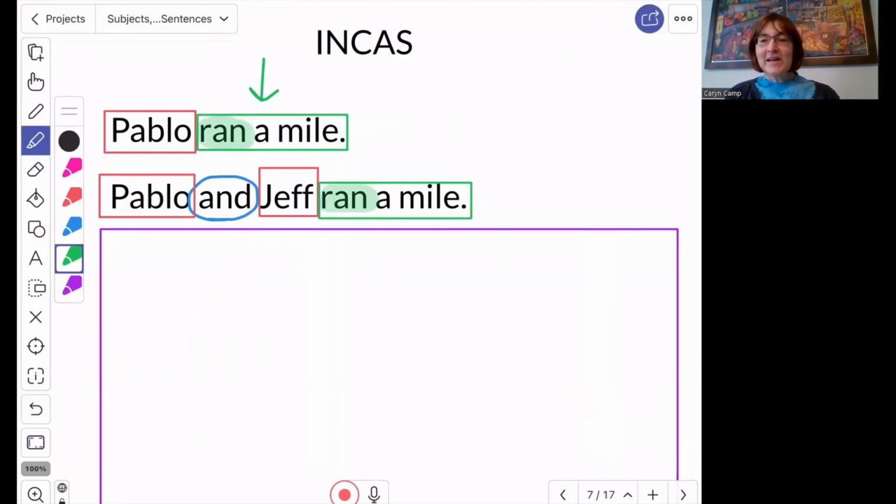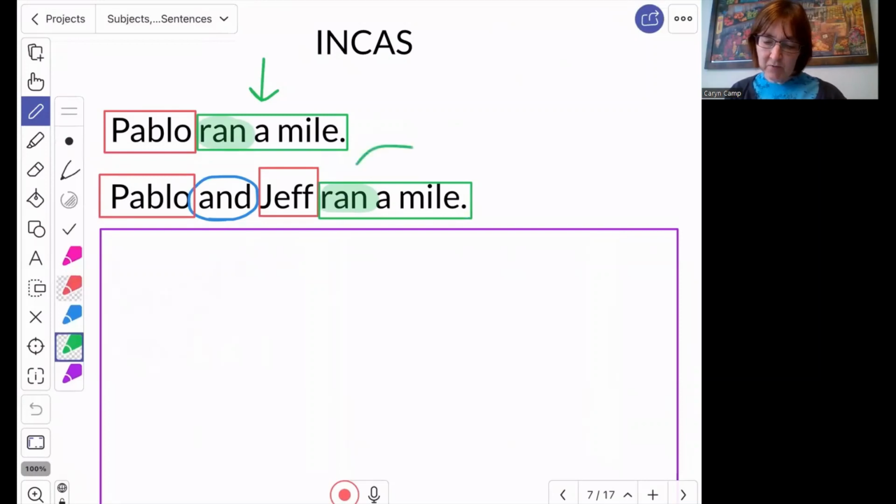This is where it gets so tricky to use those words simple, complete, compound. Because when we're talking about the predicate, when we say the word simple predicate, we're not talking about the opposite of compound. We're talking about finding just that one word, just that verb. So the simple predicate is just ran. Okay, it's just that one word, that verb. The complete predicate is ran a mile. That's all the words telling us what Pablo and Jeff are doing.